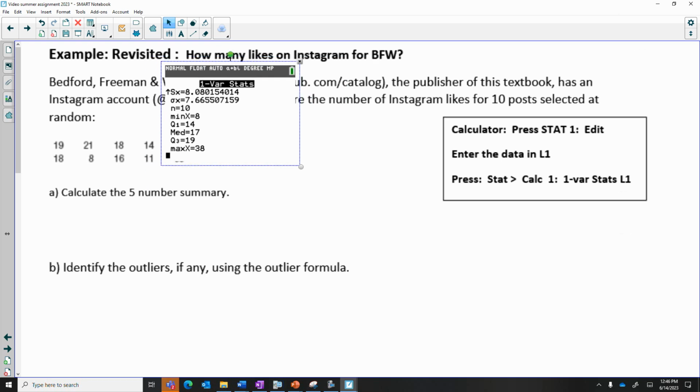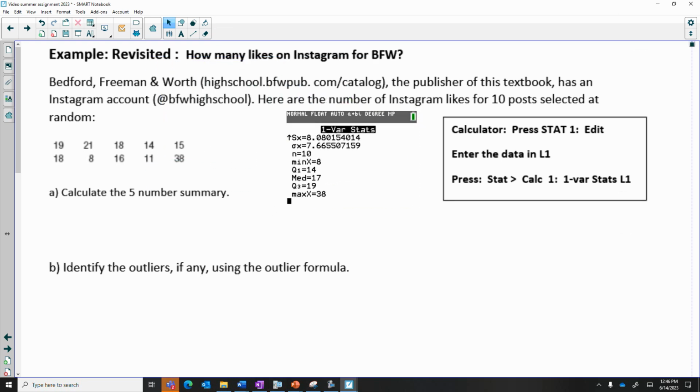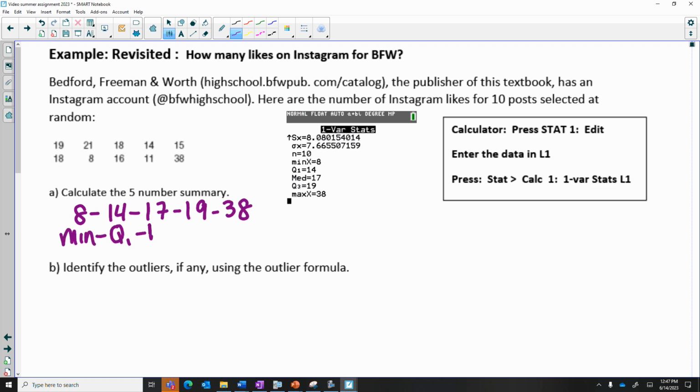Okay, and then I'm going to tell you how we write it. We're going to write it with little slashes or hyphens between them. Minimum is 8, Q1 is 14, 17, 19, and 38. If you like, you can label it minimum, Q1, median, Q3, maximum. Now we're going to actually do our outlier formula, okay?